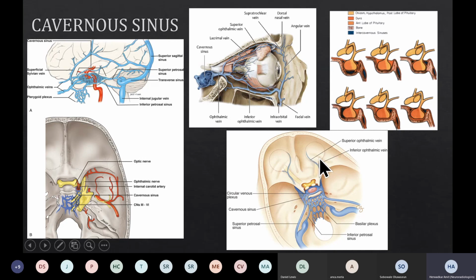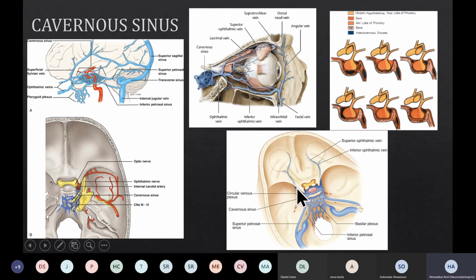So these are the superior and inferior ophthalmic veins from the orbit, which lead into the cavernous sinus on its anterior aspect through the superior orbital fissure. But the cavernous sinuses also communicate across the midline in front of the sella, behind the sella, or in fact beneath the sella, beneath the pituitary gland. So they can communicate across each other.